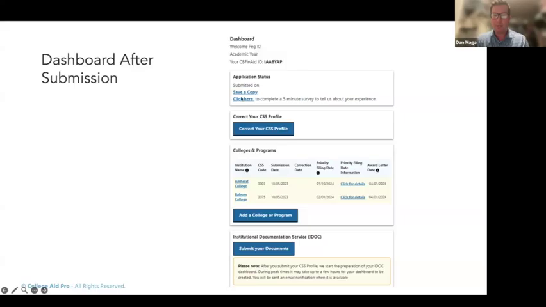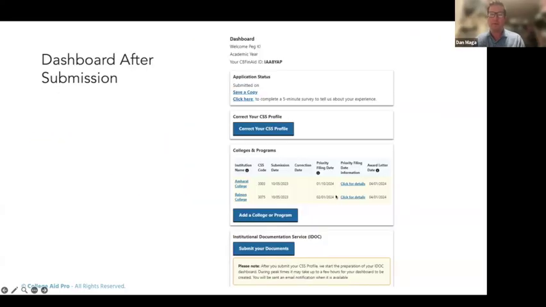After you submit it, you'll see there's a little save copy. I would save a copy of it. You can save it into a PDF so you have all of your questions and answers. And then it's going to tell you where you submitted it and what the deadline is.